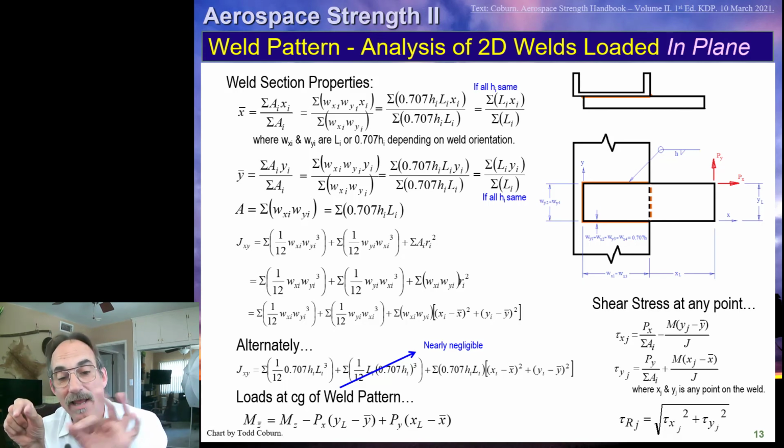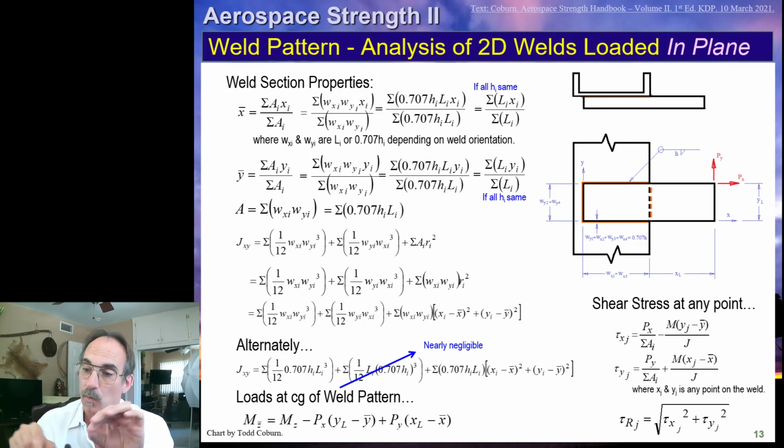We then take the area of each and multiply it by its X position. Populate that column. Sum up that column, divide by the area column, and that gives us the X bar. We then take the area times the Y position of each.